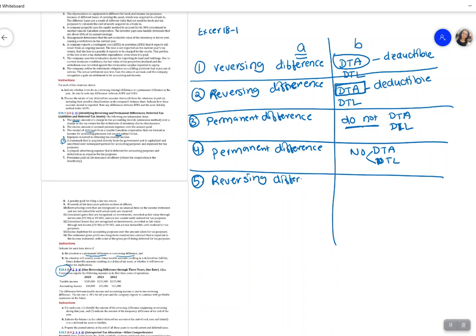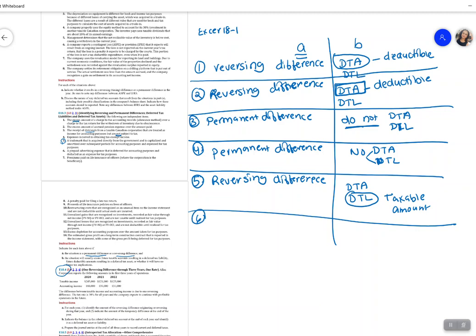So we needed to know if this is going to be deductible or taxable, and whether there is going to be a deferred tax asset or a deferred tax liability. In this case, we are going to have a liability, and it's going to be taxable in the future years. If the amount is going to be taxable in the future, it becomes a deferred tax liability.